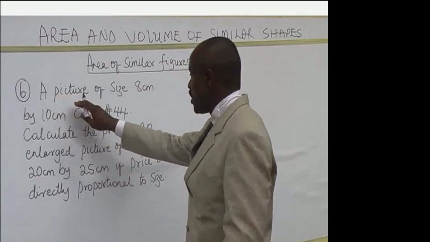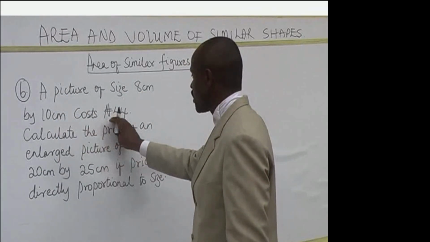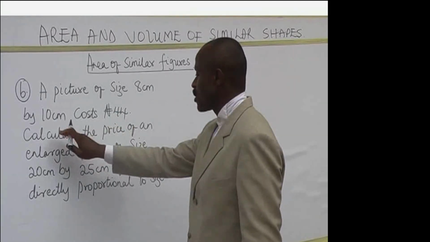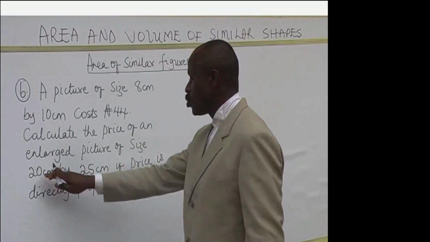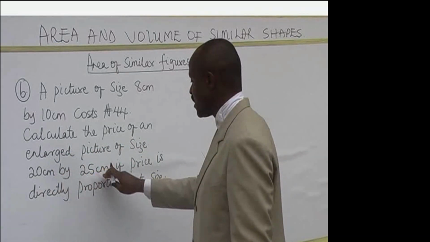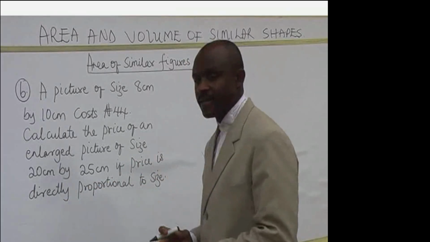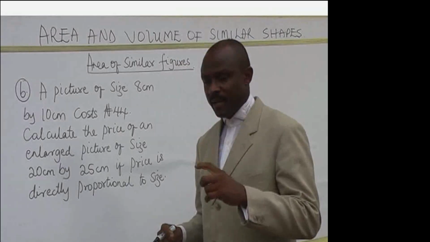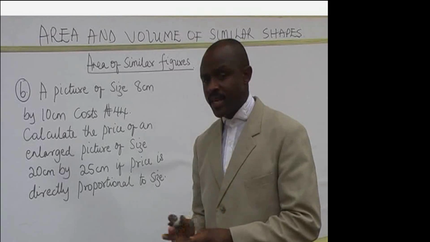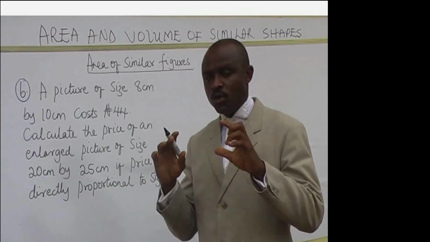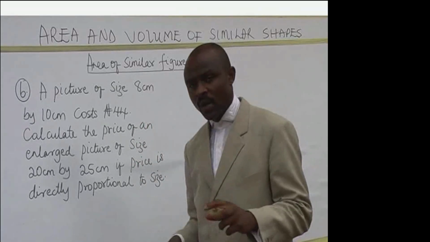Question number 6 said that a picture of size 8 centimeters by 10 centimeters costs 44 naira. We are asked to calculate the price of an enlarged picture of size 20 centimeters by 25 centimeters if price is directly proportional to size. That reminds me, proportion may be the next thing we are going to treat after this, but I will use a glimpse of an idea from it to solve this question.